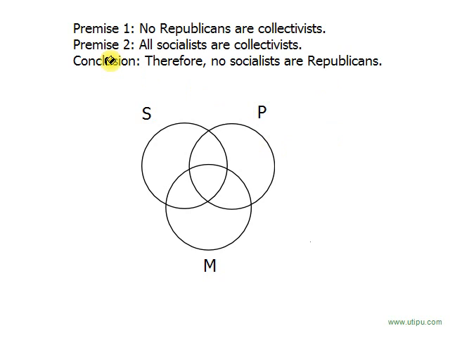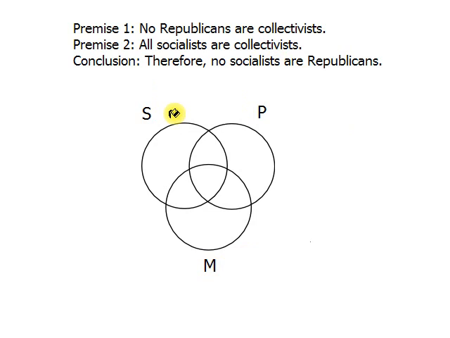Being a categorical syllogism, it of course has two premises, premise 1 and premise 2, and one conclusion. And also being a categorical syllogism, it has three terms: Republican, collectivist, and socialist. In order to diagram the argument properly, we need to know the premises, which we have here and here, and the conclusion, which is here. We also have to know what our terms correspond to in the diagram. We have the S circle, the P circle, and the M circle, and we need to know which terms apply to these particular circles.